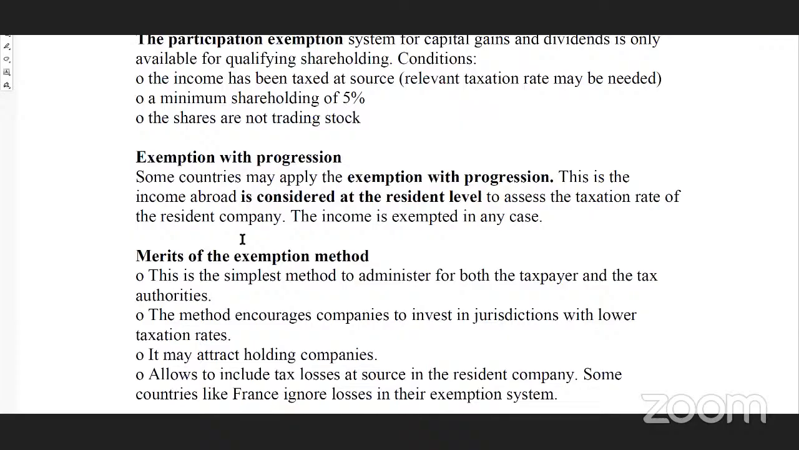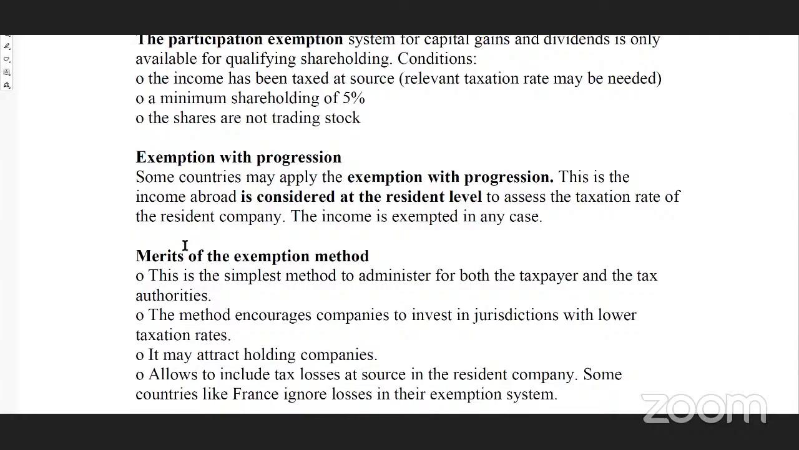So you brought business income from shipping to Ghana. We must go and check at 896 to see if shipping income is exempt from tax in Ghana. Then we exempt you. Did it make sense? Yes, sir. So some countries may apply the exemption with progression. And this is the income abroad, right? With this one, the income abroad will be considered at the resident level to assess the taxation rate of the resident company. So we will still include the income, but at the resident level, we will check if the income is actually exempted, and then the income will be exempted. That is how it works, right?